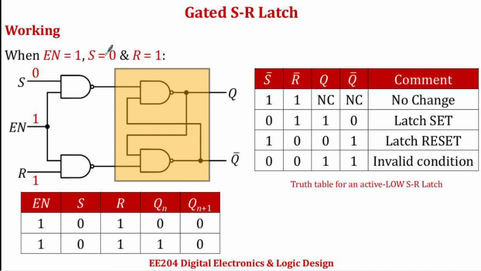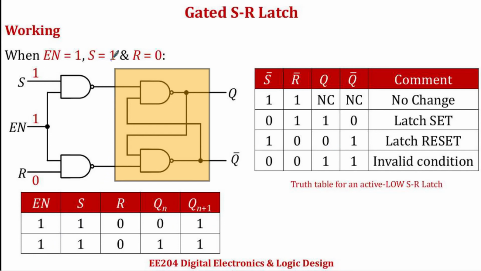അടുത്ത കണ്ടീഷൻ ഇൻപുട്ടിൽ വരുന്നത് s equal to 0, r equal to 1 ആണ്. So s equal to 0, r equal to 1 and en is also 1. So the output of this NAND gate will be 1 and the output of this NAND gate will be equal to 0. 1ഉം 0യും ഇൻപുട്ടായിട്ട് വരുമ്പോൾ you get the latch to reset. അതായത് നെക്സ്റ്റ് സ്റ്റേറ്റ് 0 ആയിരിക്കും. So Qn plus 1 will be 0 in both the cases.